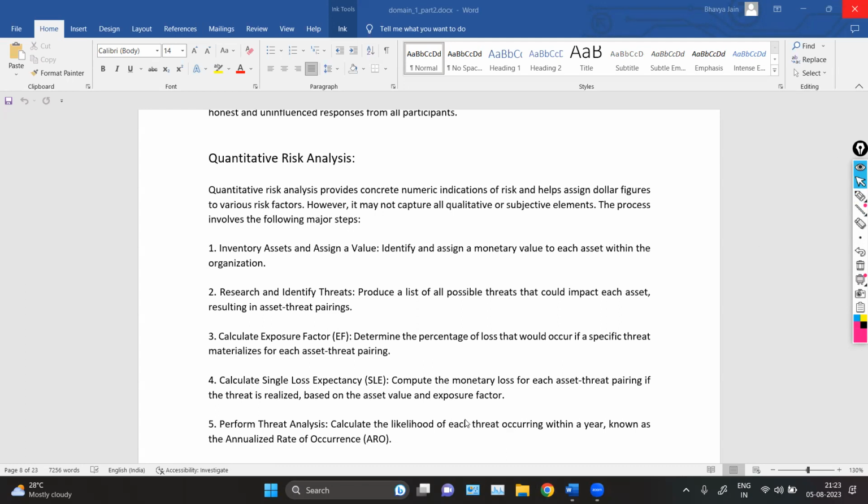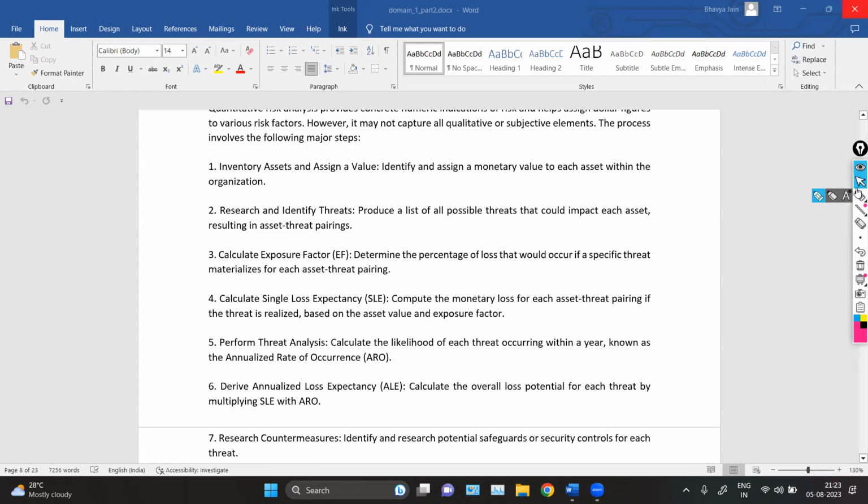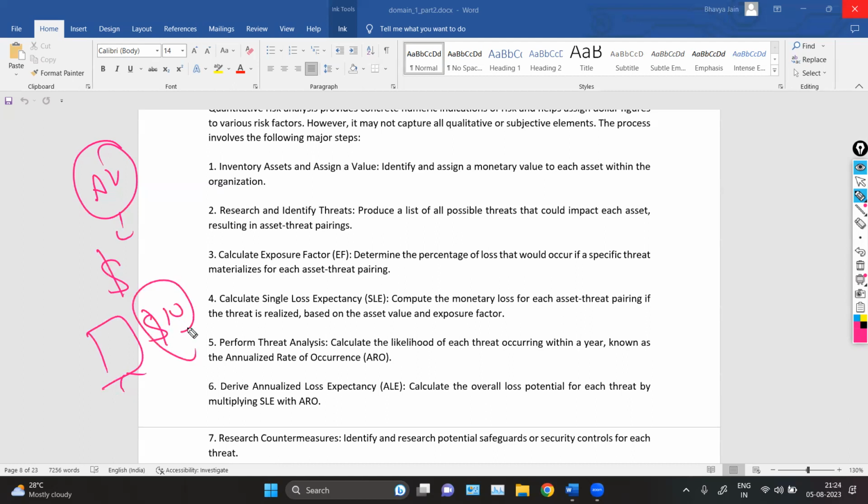First, we will understand these variables. The first variable is AV, which is asset valuation. Asset valuation is a dollar value. We are giving a dollar value to your asset. Let's say you have a PC, and the cost of this PC is, let's say, $10. So AV is equal to $10. And the value of an asset does not depend only on the price, it also depends on the use, the utility, the productivity, everything. So it means identifying and assigning a monetary value to each asset within the organization.